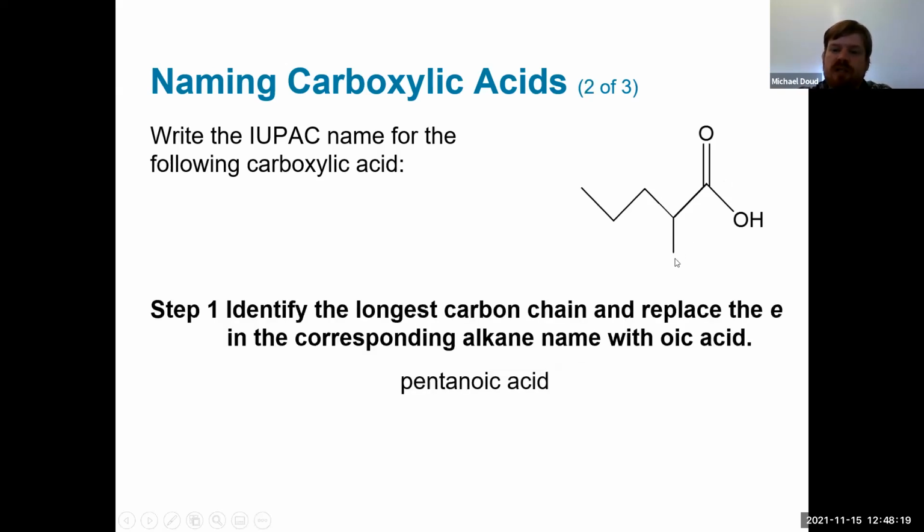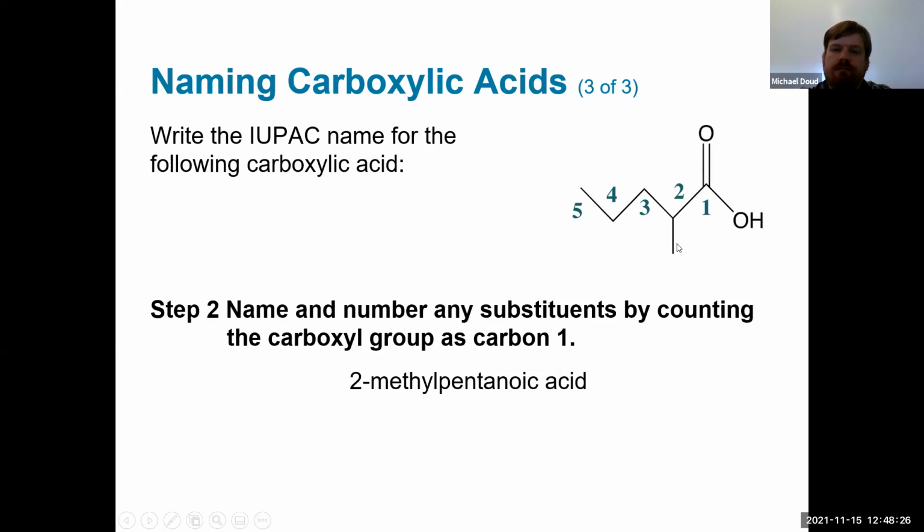Next up, we see that we have a substituent. It's a methyl group on carbon 2. So that means it's 2-methyl pentanoic acid. And that's how we can name it.